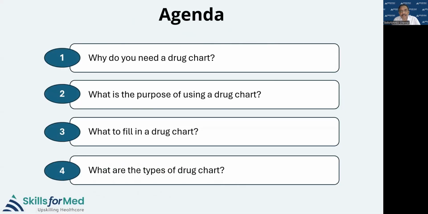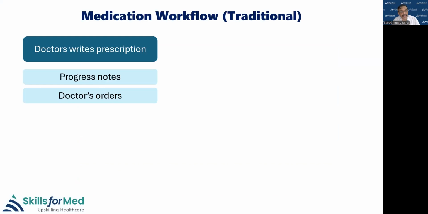I would start with the question, why do you need a drug chart? And then what is the purpose? What to fill and how to fill in the drug chart? And what are the types of the sections in the drug chart that we have?